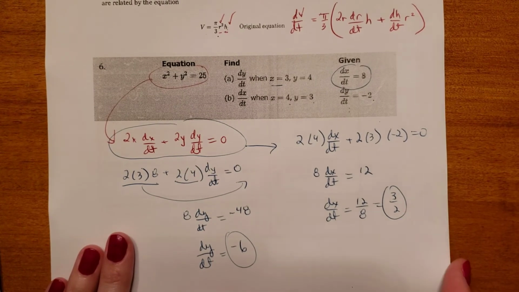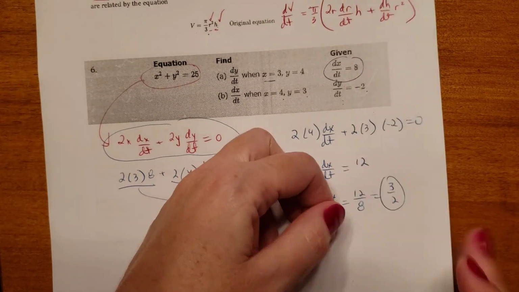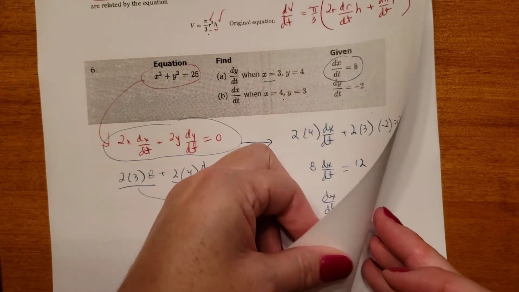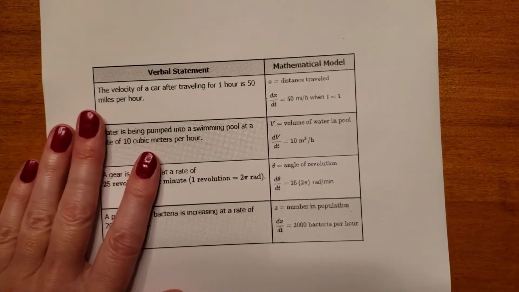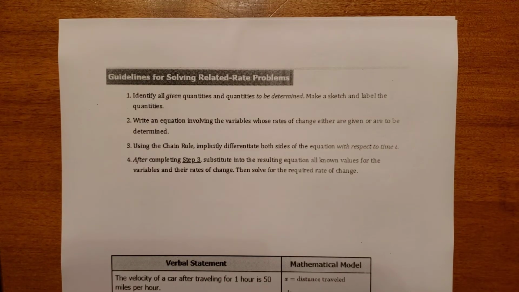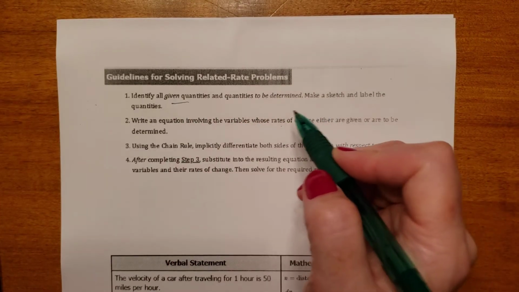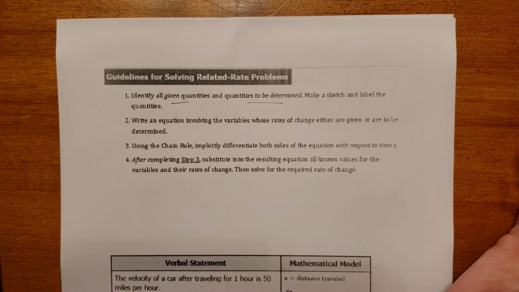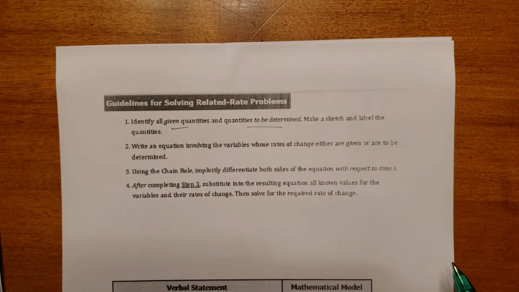All right, so let's do a story problem. Or the fancy word to call it here with Common Core is modeling. Oh, actually, I don't think we're doing a fun one. No, on the next page here, we're going to talk about the steps. Identify the given quantities, and the quantities you're supposed to find. Make a sketch if you can.